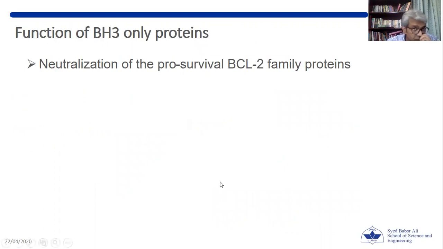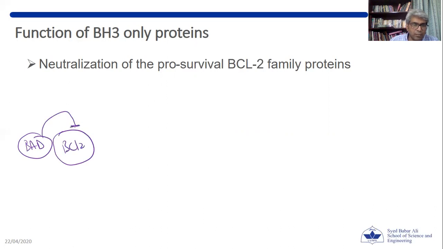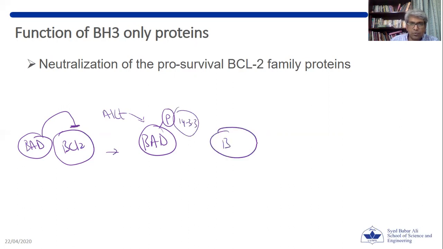So what is the function of BH3-only proteins? They cause neutralization of the pro-survival BCL2 family proteins. We talked about this. I gave an example earlier: BAD binds to BCL2 and this inhibits BCL2. So when BAD is phosphorylated by AKT, it binds to 14-3-3 and this releases BCL2, which inhibits apoptosis by inhibiting BAX and BAK. Right?